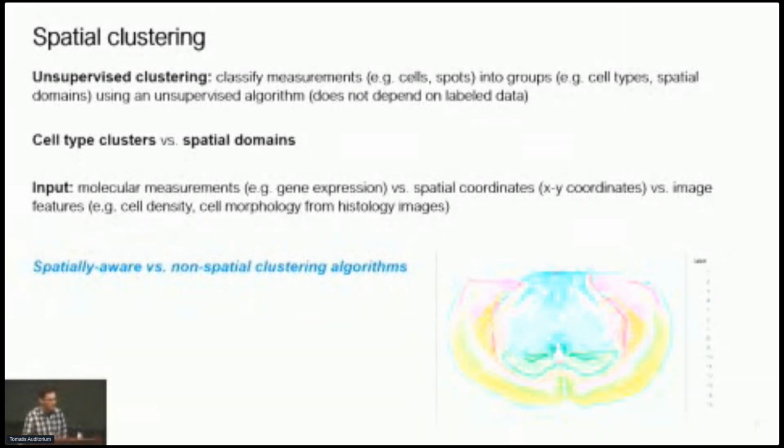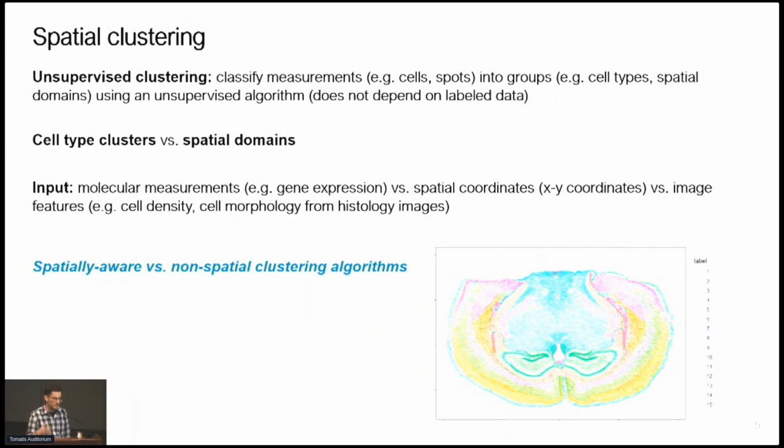We also want to distinguish between cell type clusters and spatial domains. If we're identifying cell type clusters, we're just using the gene expression measurements, whereas with spatial domains, we're also using the spatial coordinates in the analysis. We can also distinguish our algorithms as spatially aware or non-spatial clustering algorithms.